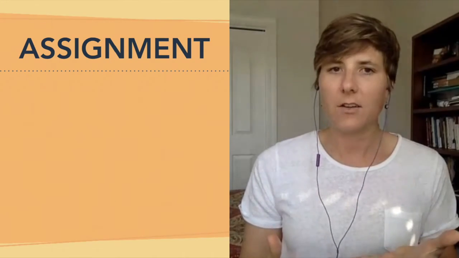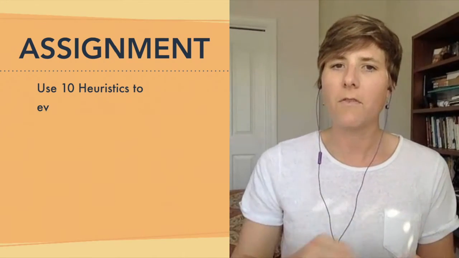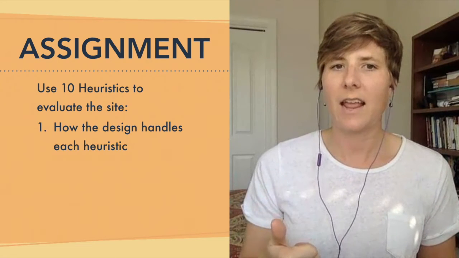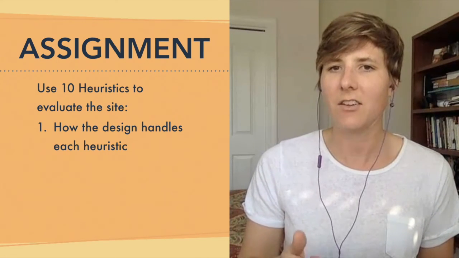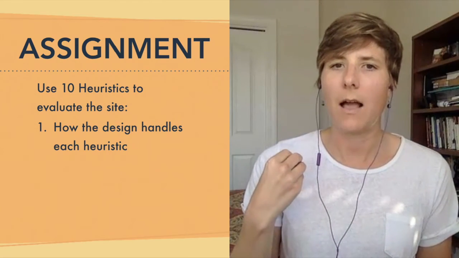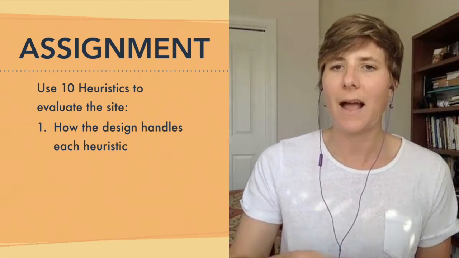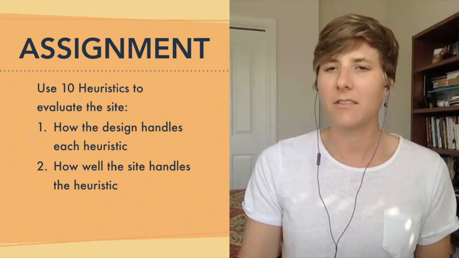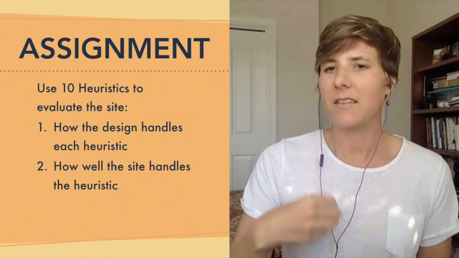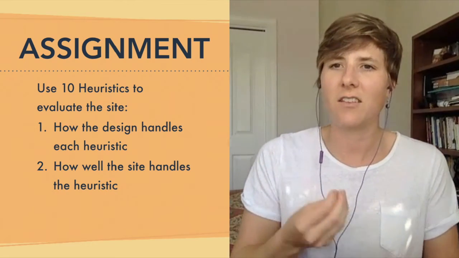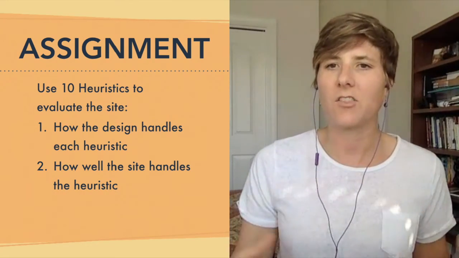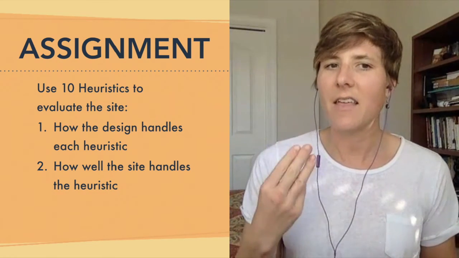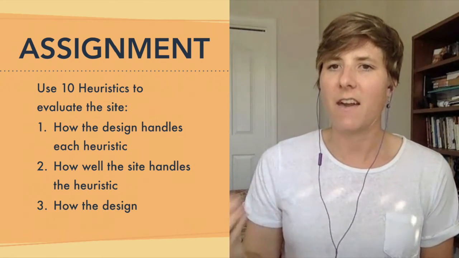And then using these 10 heuristics as a guide, look through both of these interface designs and identify first how the design handles each heuristic at all, right? So this site indicates visibility of system status by X. 2, how well the site handles that heuristic, right? So this is a good communication. This communication is just okay. This communication is great, whatever the case may be. So how well it handles each heuristic. And then 3, how it might be improved, if at all.